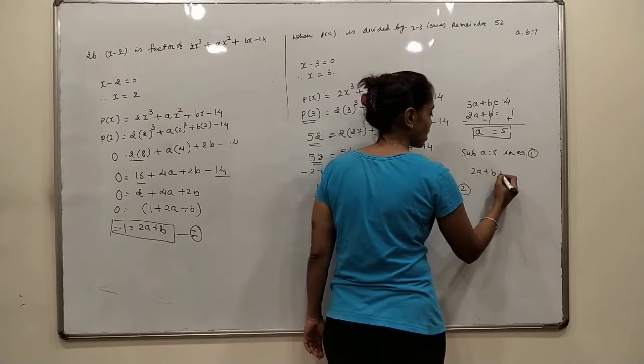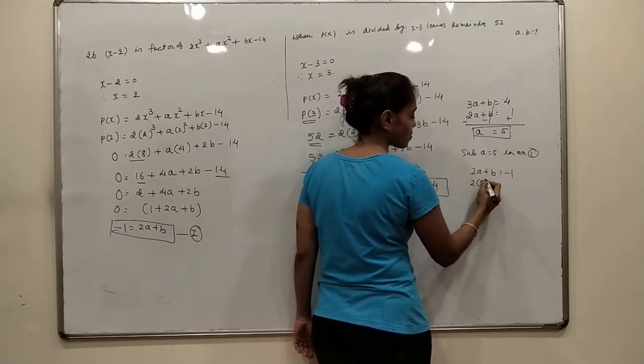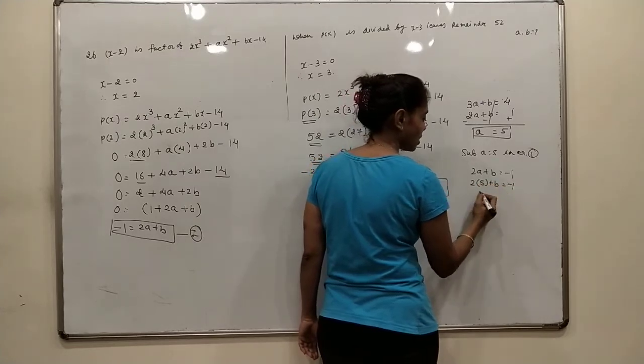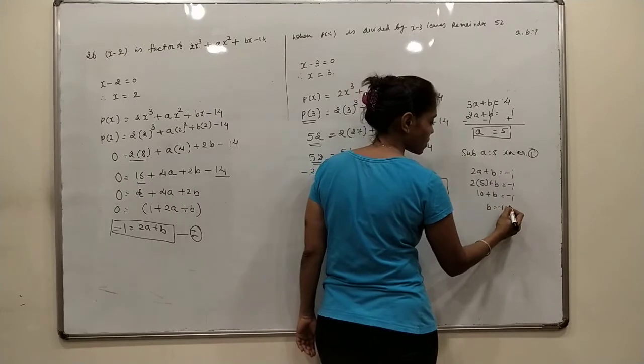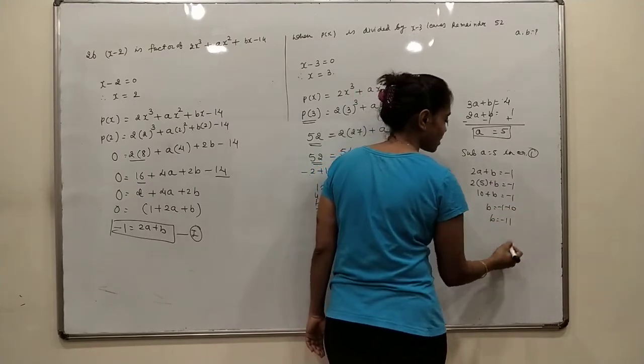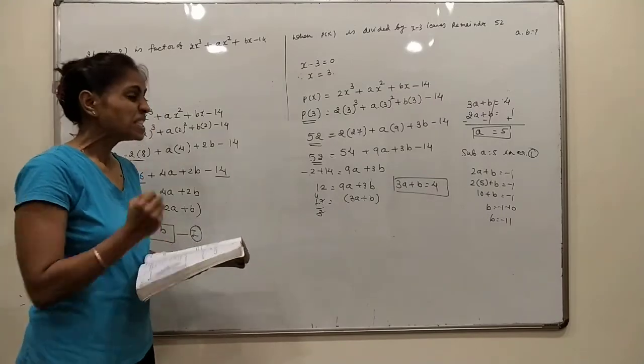2a plus b equal to -1. 2 in place of a is 5 plus b equal to -1. 10 plus b equal to -1. So b equal to -1 minus 10. So b equal to -11. B is -11. Yes.